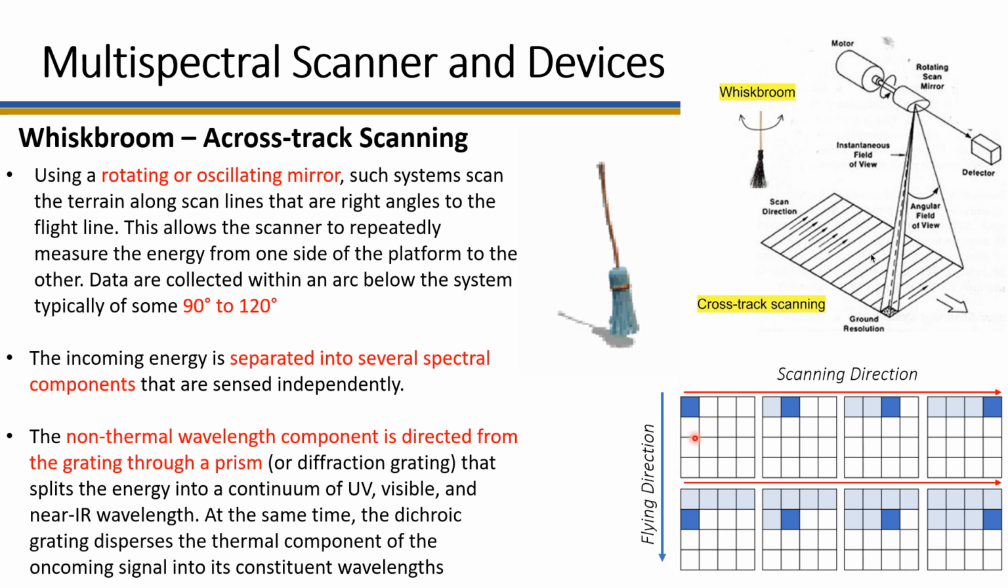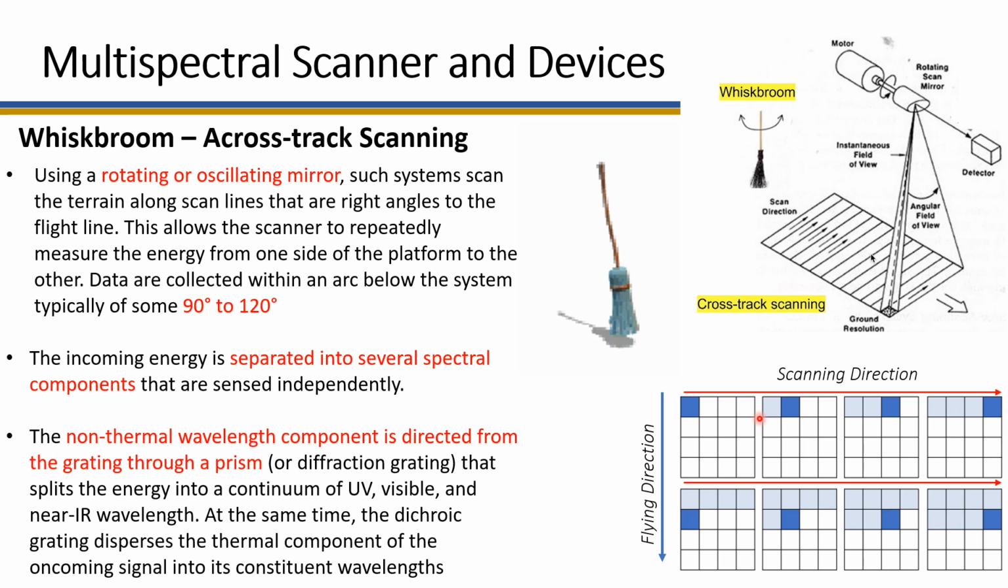Now here is how it works. As the satellite advances in the flying direction, the whiskbroom sensor scans the terrain perpendicular to this direction, line by line. Each line of the image is captured as the satellite progresses forward by one step, within an arc of the system, typically some 90 degrees to 120 degrees.